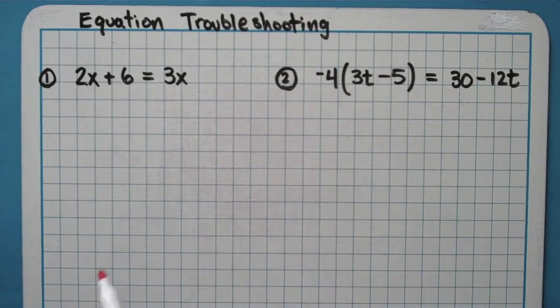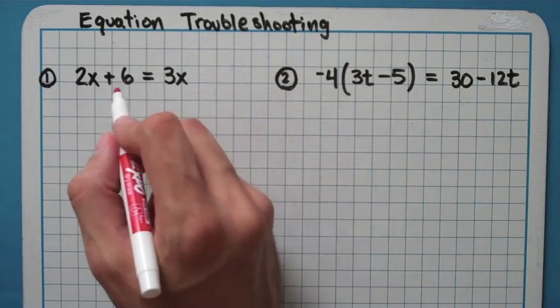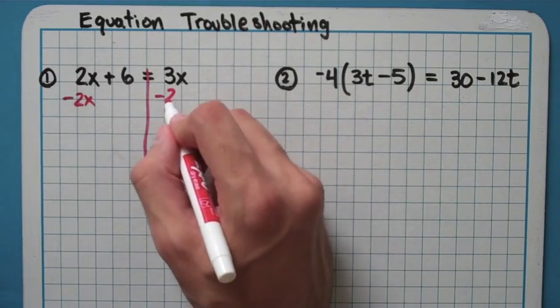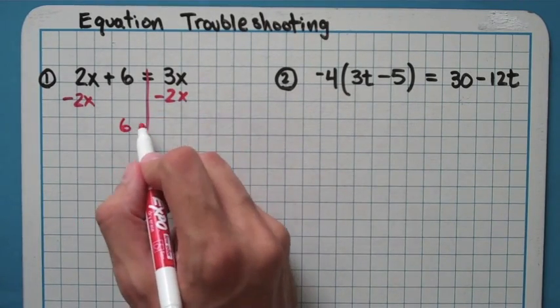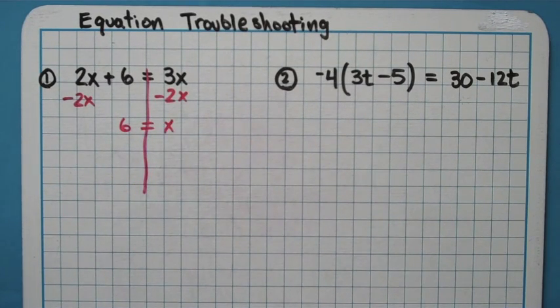First of all, on this problem, there was a problem somewhat similar on the last video where I said, well, there's an x by itself here, so I might as well do a minus 2x on both sides. And it's over pretty much. You just get 6 equals 3 minus 2 is 1, so 1x or just x, and it's done.